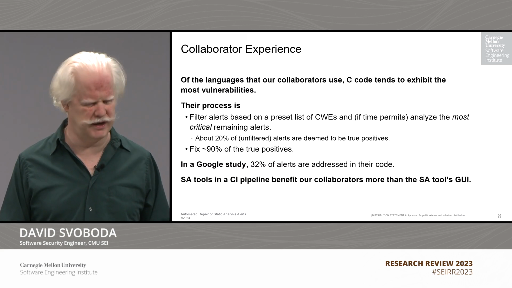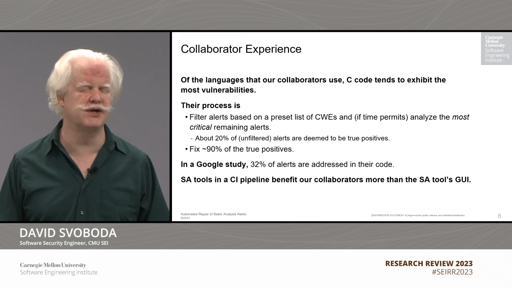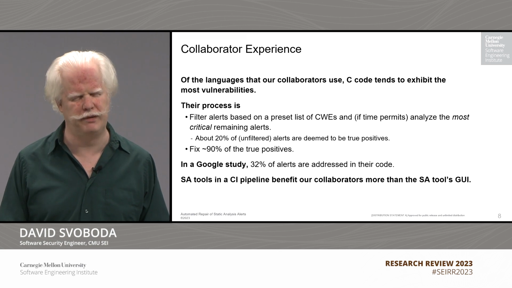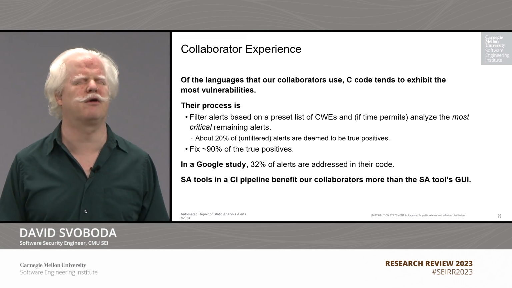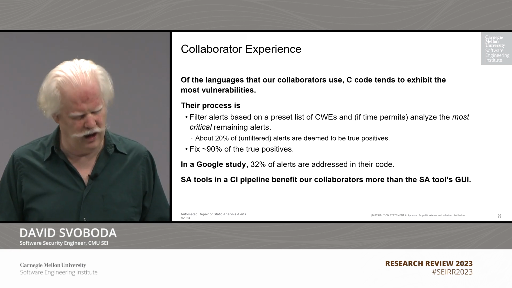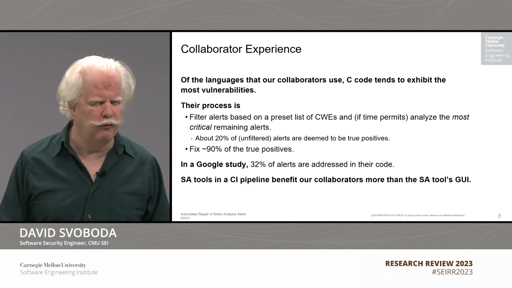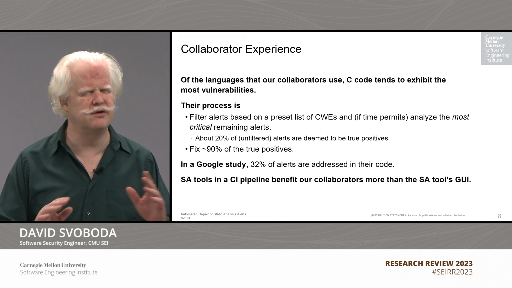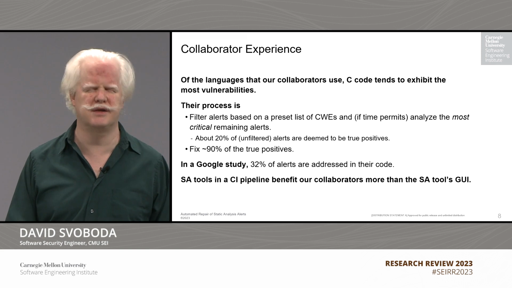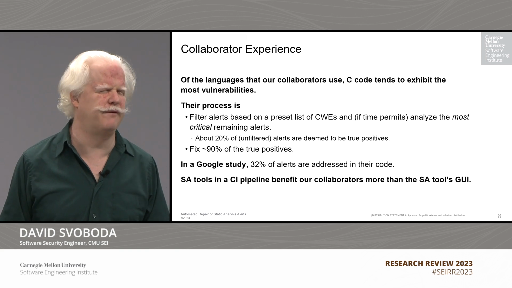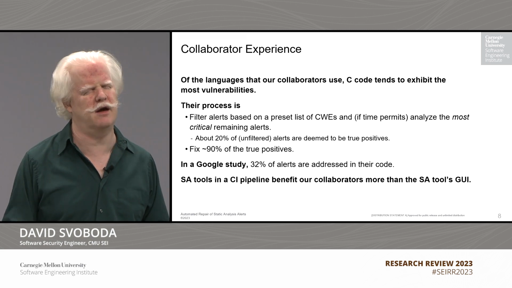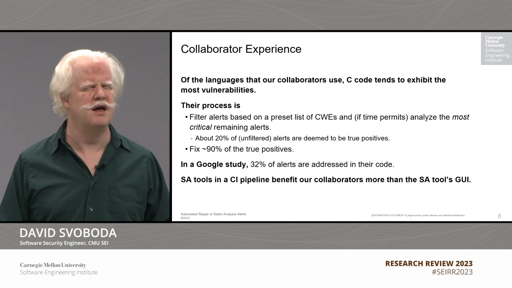We've talked with our collaborators, and first of all, they note that C and C++ code tend to have the most vulnerabilities, more than Java code or Python. And so C and C++ code is in the most dire need of static analysis. What our collaborators tend to do is to focus on a handful of the most critical CWEs, alert categories. They focus on 30 CWEs. They ignore any alerts that are not in those 30, and those 30 are things that tend not to produce lots of alerts. This makes the deluge manageable.